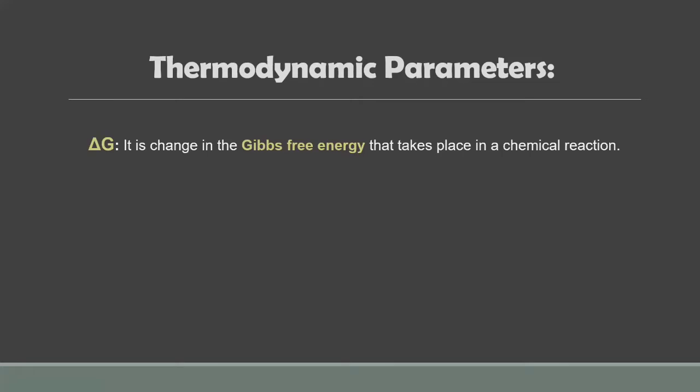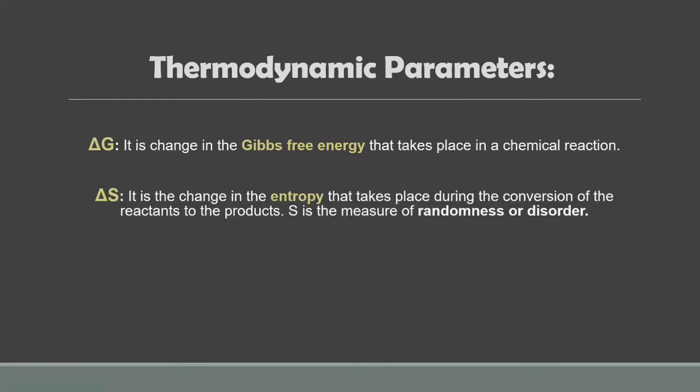So first, let us revise some of the important thermodynamic parameters that will be used to understand the Ellingham diagram. So let's start with delta G. It is the change in the Gibbs free energy that takes place in a chemical reaction. Next, we have delta S, that is the change in the entropy that takes place during the conversion of reactants to product. S, that is the entropy, is the measure of randomness or disorder. Then we have delta H, that represents the change in the enthalpy of the system in the reaction.